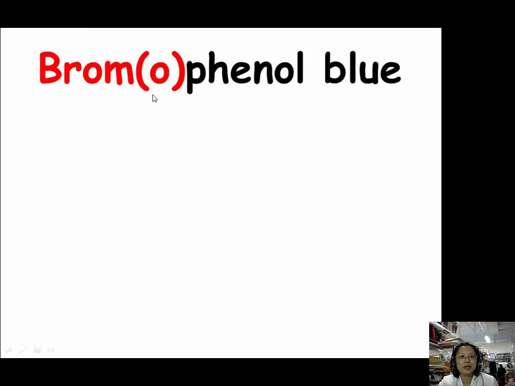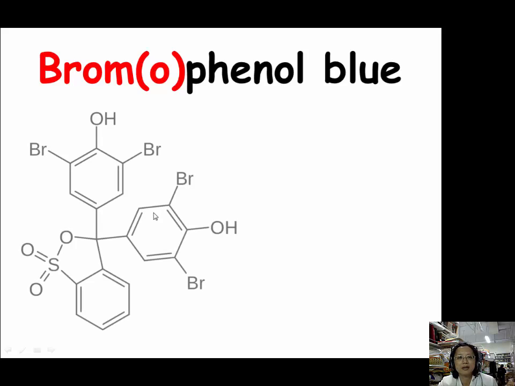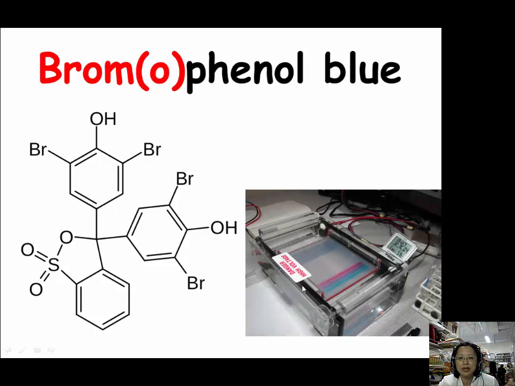And bromo can also be used for the element bromide. And remember what we learned in lesson 17? Bromophenol blue. This is the structure of bromophenol blue. It is an indicator, a dye, and it is also used as a color marker to monitor the process of agarose gel electrophoresis and also polyacrylamide gel electrophoresis.